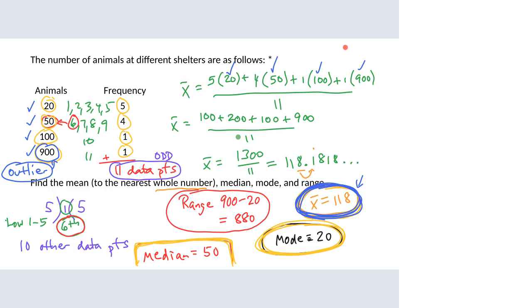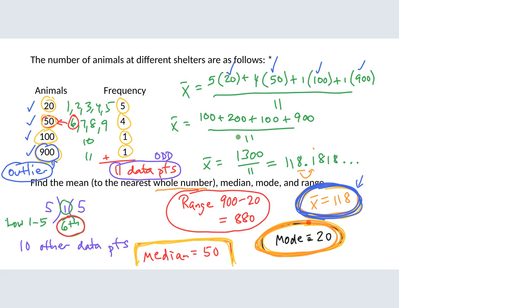You might be able to make a case for the mode here in saying, well, that is the most common, that there's 20. But again, I don't know that I would say that's typical of what's going on here because we do have quite a few shelters that have 50 and we have 100 and we have one that's really big and kind of crazy. But I don't know that I would say your typical animal shelter has 20 animals in it.